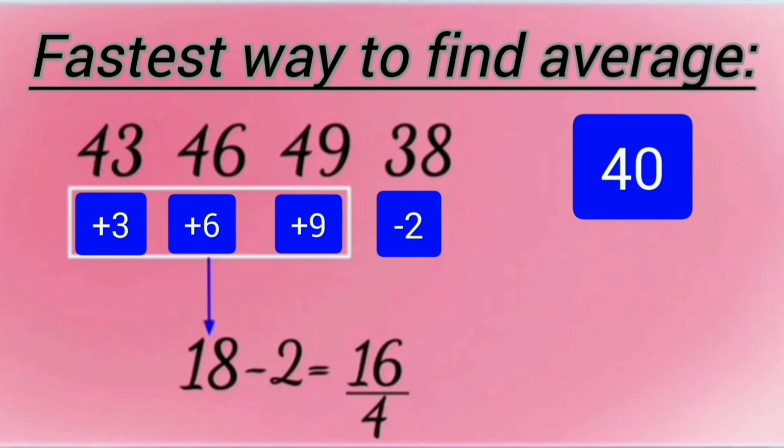After that, you will divide by the total numbers given. Total numbers given are 4. So, you will divide 16 by 4, which is equal to 4. Now, this 4 you will add to the 40. 40 plus 4 is equal to 44. And this is the final answer.